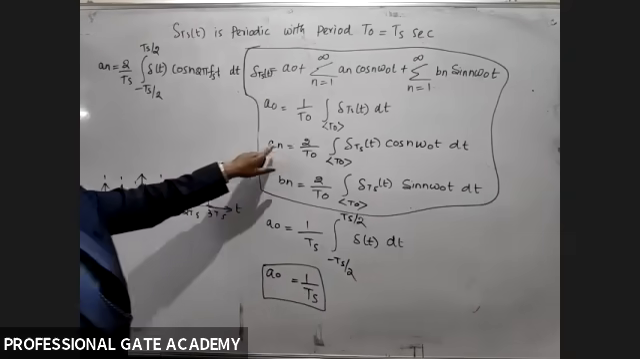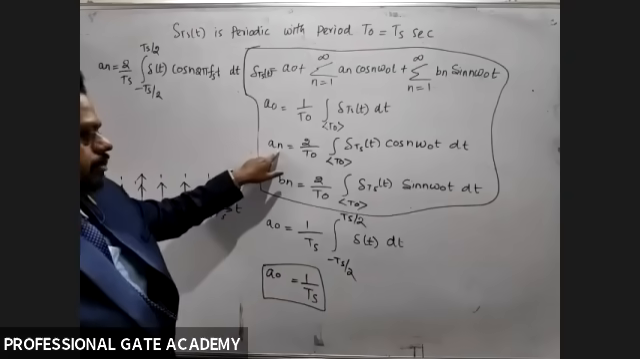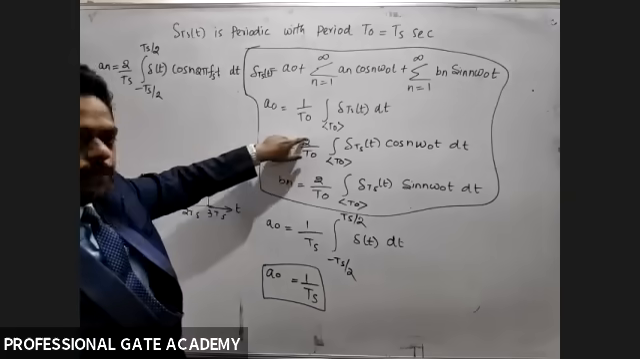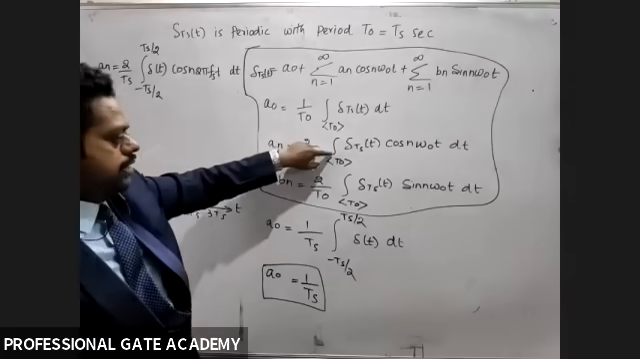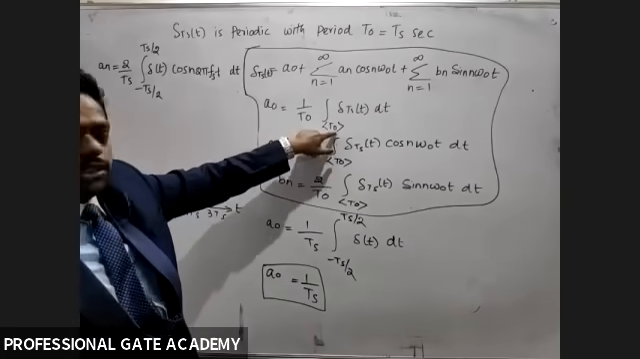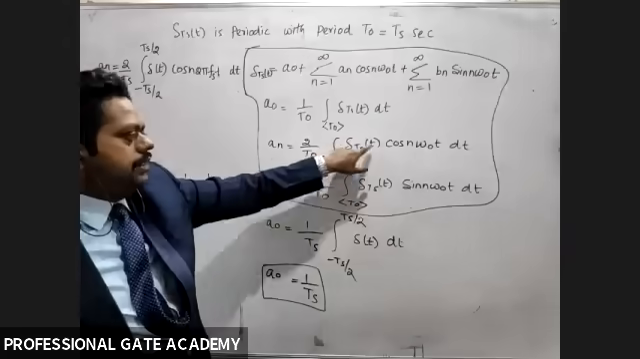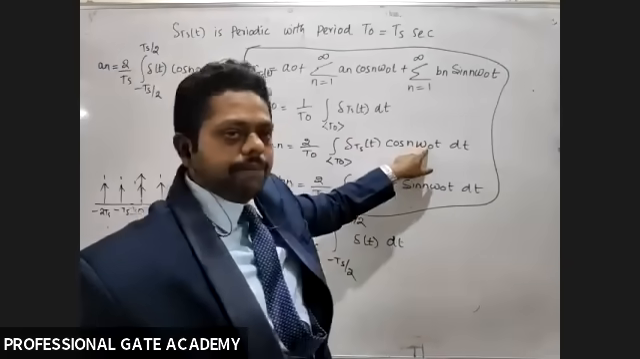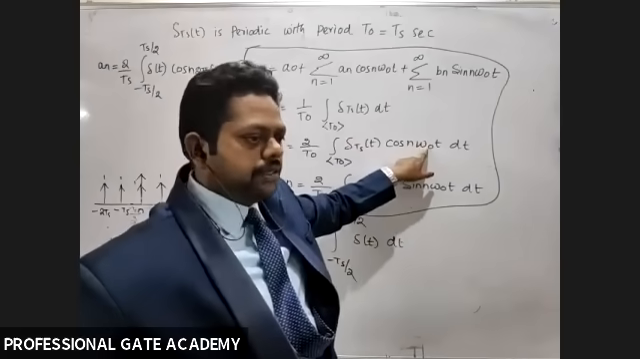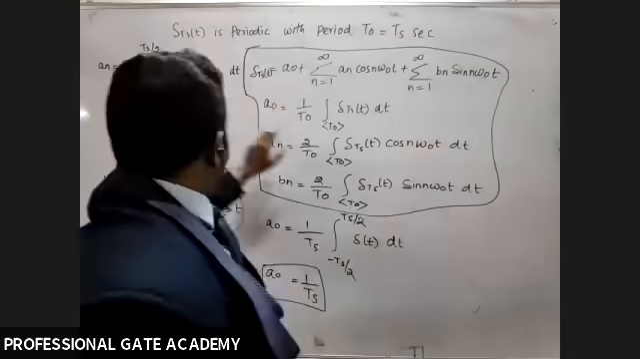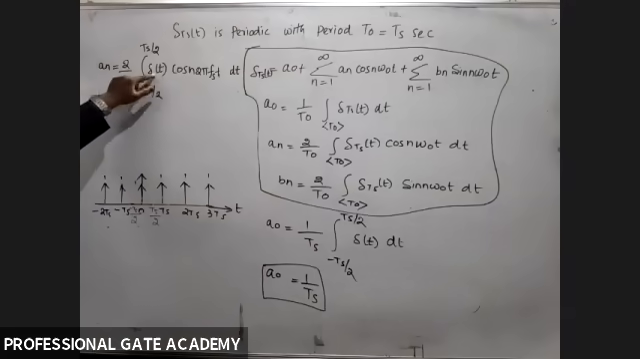So to find An, the Fourier series concept is very important. To find An, we take 2 by Ts times the integral from minus Ts by 2 to Ts by 2 of del of t cos n omega naught t, with omega naught replaced by 2 pi fs, so cos 2 pi fst dt. Now look here, del of t is defined only at t equal to 0.